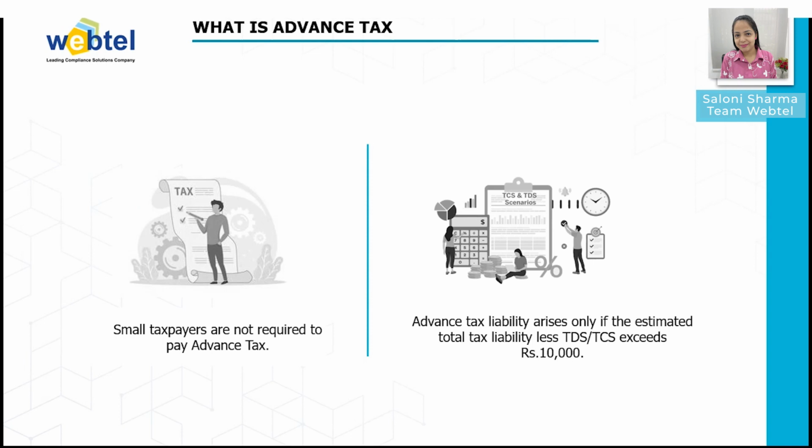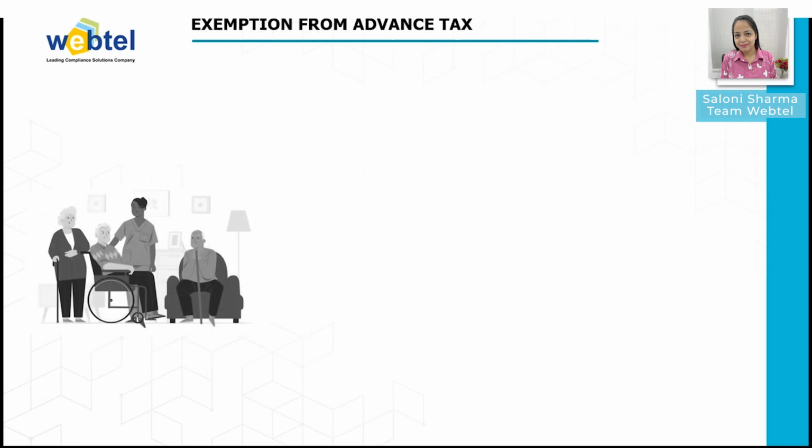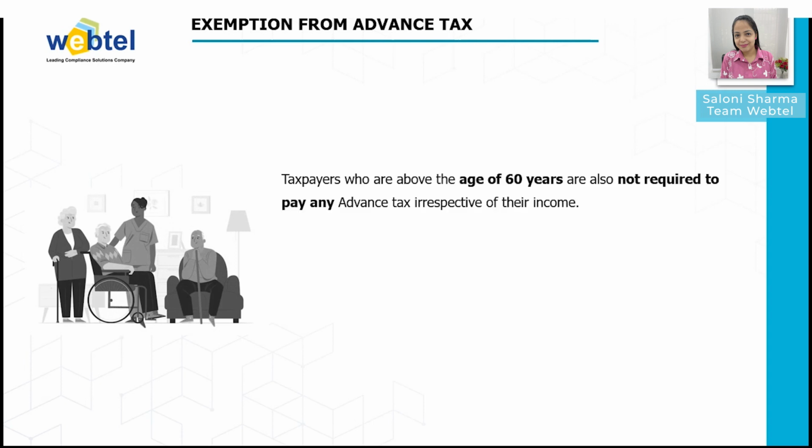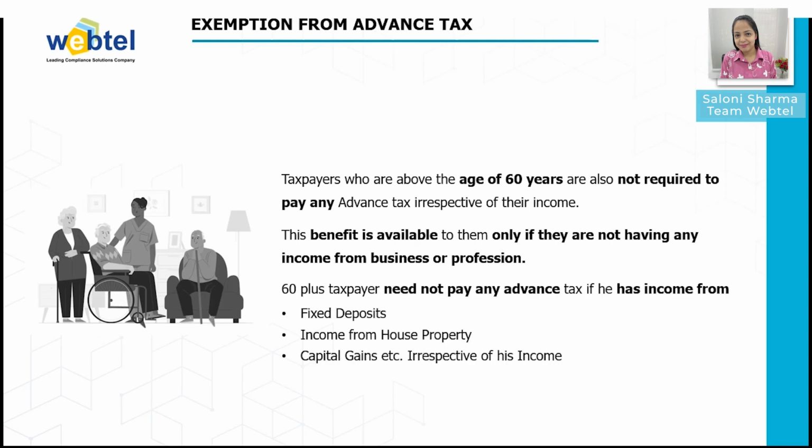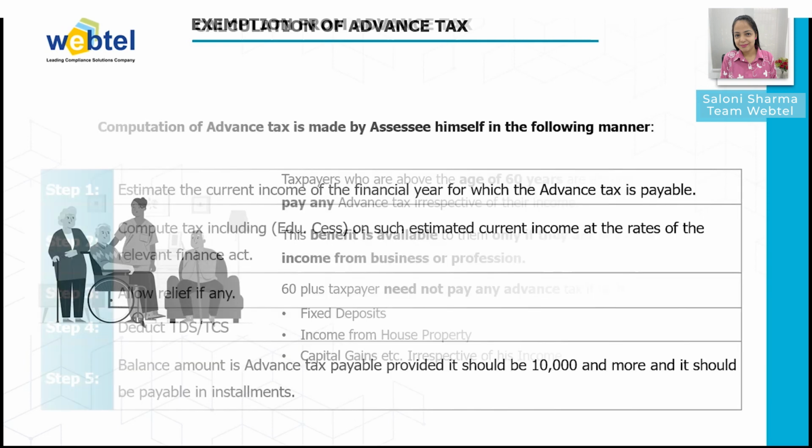as an advance tax. But a few exemptions are also there from the advance tax, like the taxpayers who are above the age of 60 years are not required to pay any advance tax, irrespective of their income heads. And this benefit is available to them only if they do not have any income from business or profession. A 60 plus taxpayer need not pay any advance tax if they have income from fixed deposit, income from house property, income from capital gain, etc.